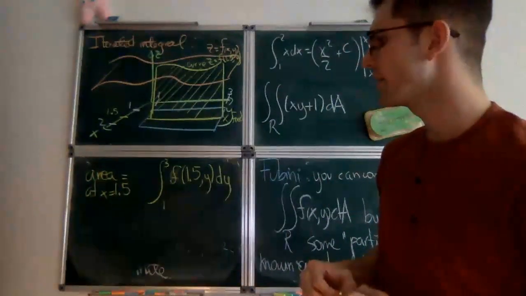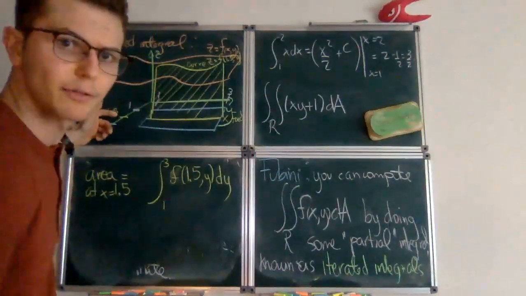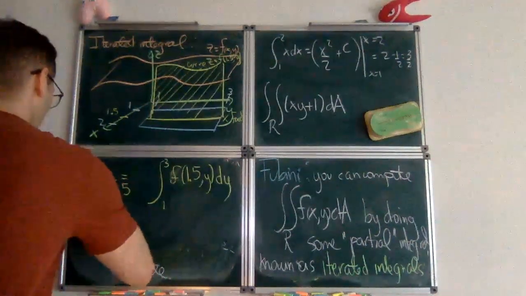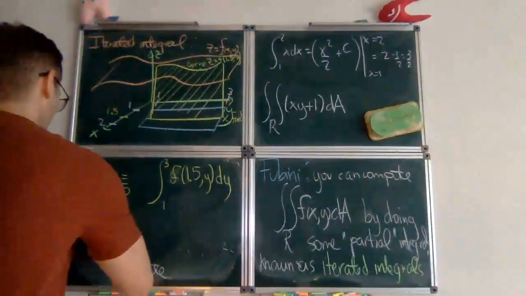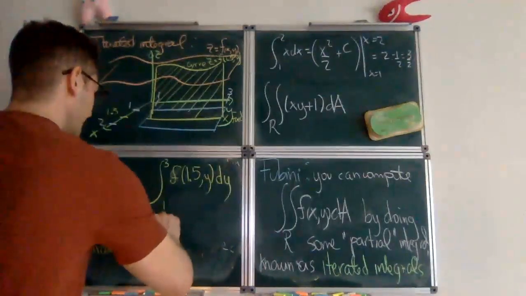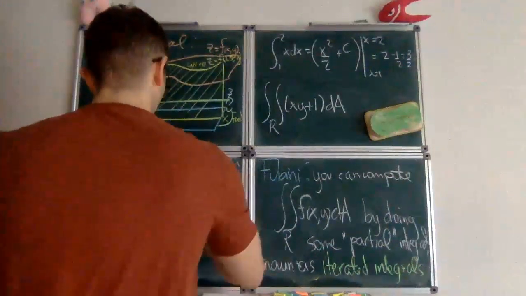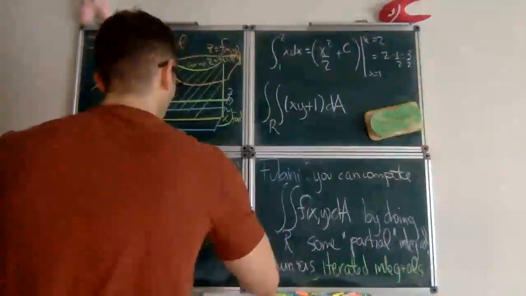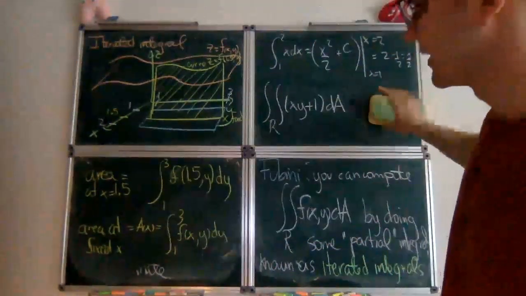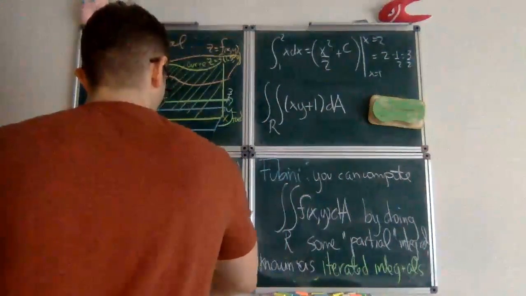And as you can imagine, the area at any x, right? What if you had chosen something that's not 1.5 but another number? Well, it would have been the same argument. So the area at fixed x equals a of x, which is the integral from 1 to 3 of f of x comma y dy. But the point that I want to emphasize here is that now x is fixed. So here x is like a constant.